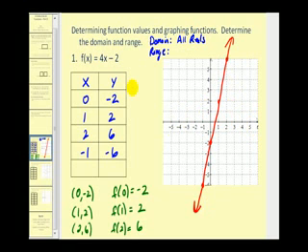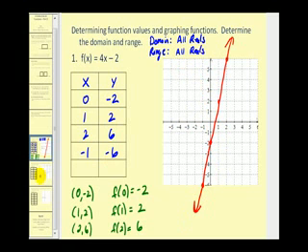Now the range is the set of possible outputs, or y values, and graphically this is the y-axis, so y values move up and down. And we can see graphically that this line does go down forever and also goes up forever, another indication that the range is also all reals.